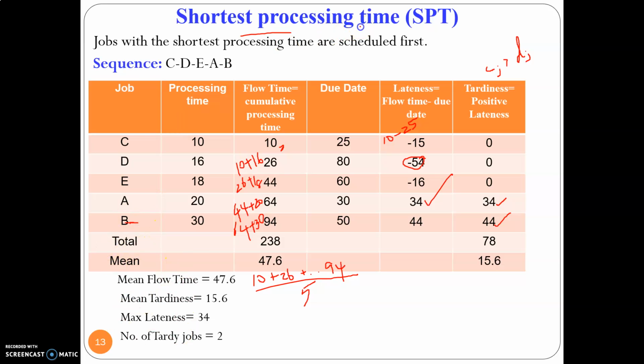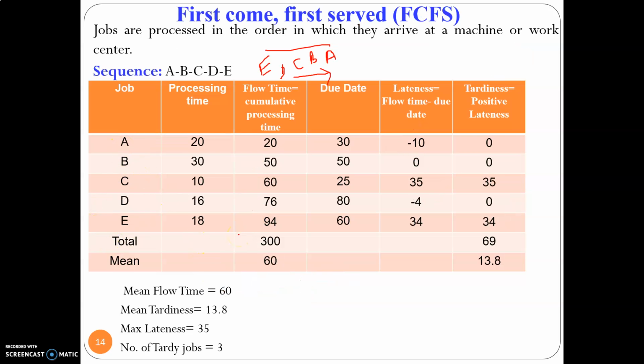Each particular rule will minimize or maximize a certain performance measure. For example, the shortest processing time will minimize the mean flow time. So this rule focuses on finding a sequence of jobs that will minimize the mean flow time. Similarly, let us see the first come first serve. We have arranged the jobs in the sequence in which they will enter the machine, and we wrote the corresponding processing time and due time.